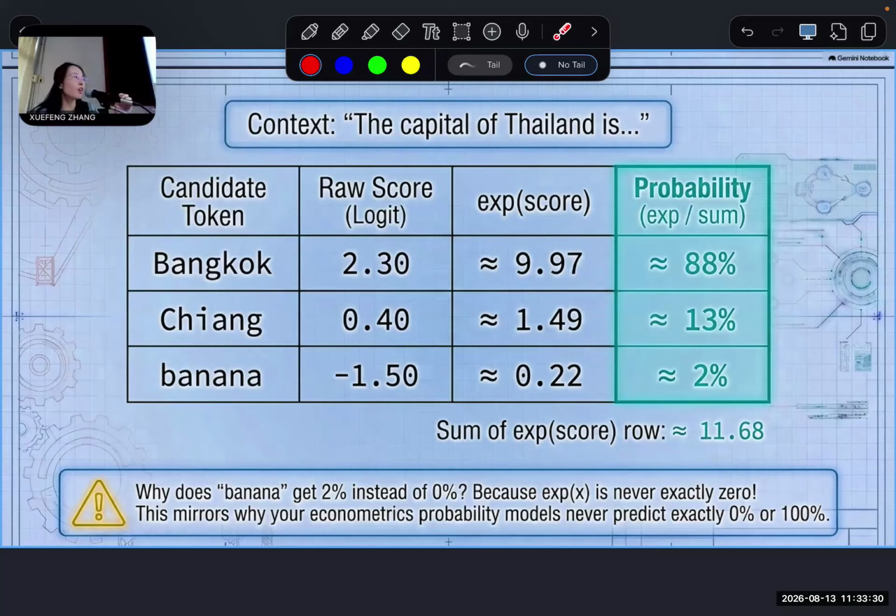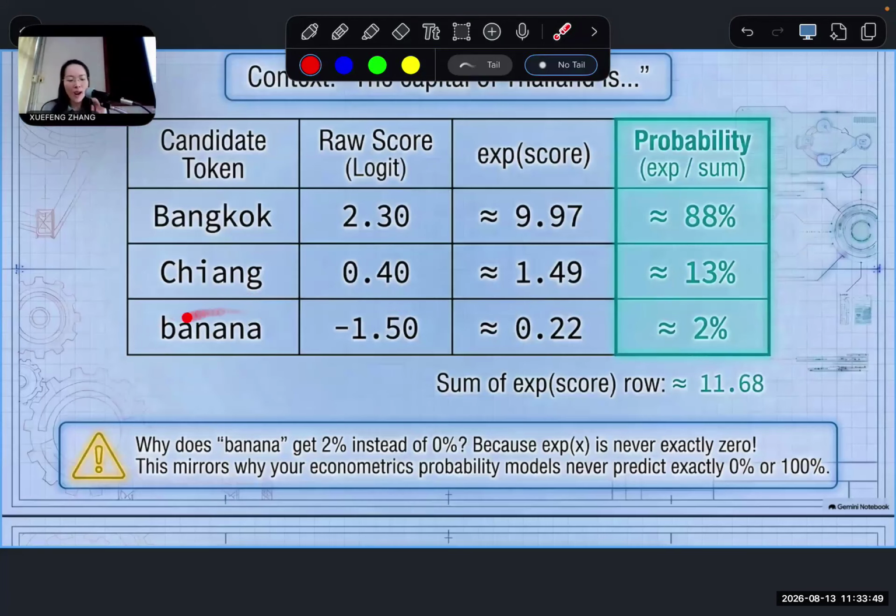So that's why the biggest AI companies right now try to train on as many languages as possible, I think more than 200 right now. For each language, they separate the tokens. We don't know, but we can guess. So here is the thing. Why didn't banana get 0%? Because of the exponent. Do you remember the exponent function? It's always increasing. It never gets to zero. So that's why the exponent is never exactly zero.